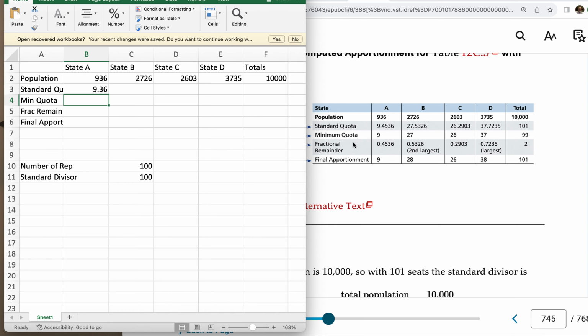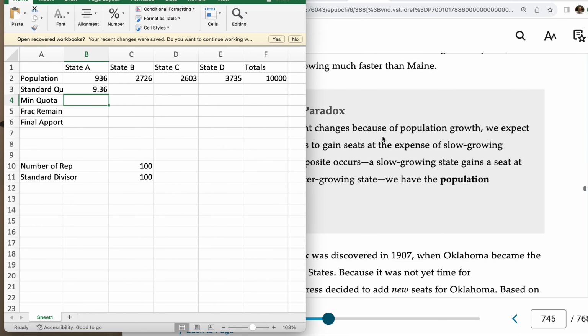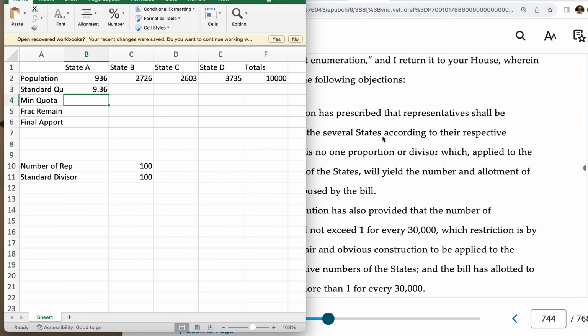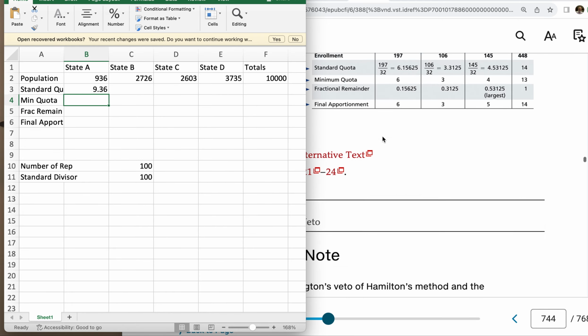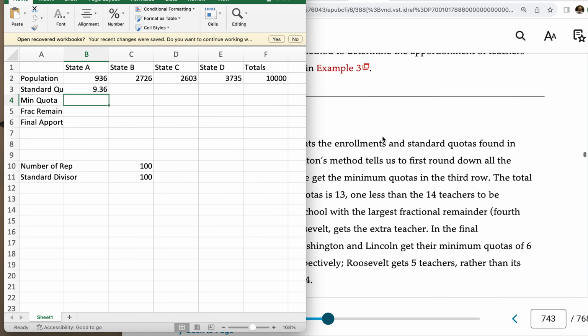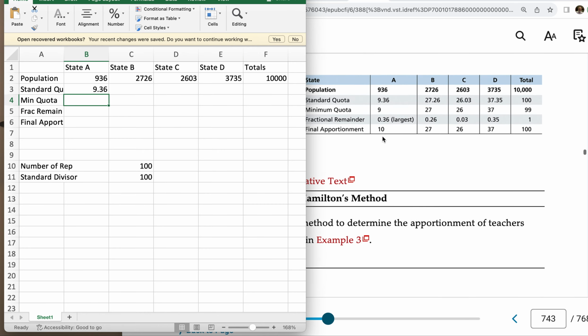930. This is not the right one here. We want to go to another one here. Where is it? That was doing an adjustment. This, not that one. This one right there. 936 with 100 representatives. Okay, now to do the standard quota for state B, I have to take this divided by that.